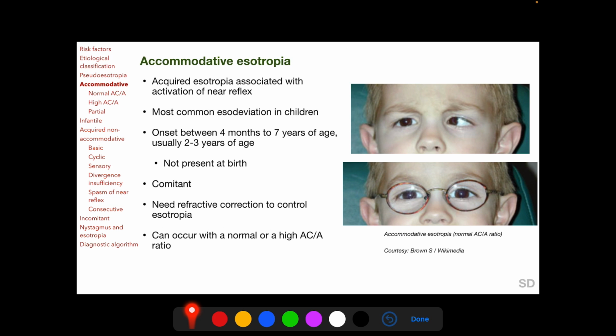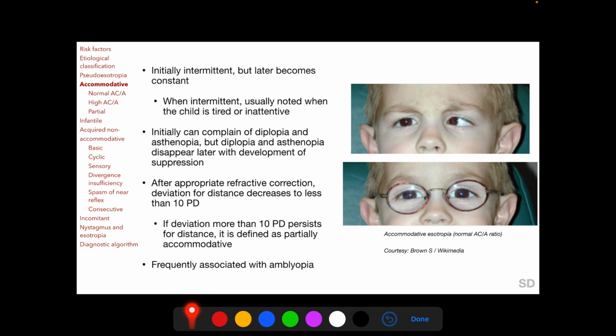Accommodative esotropia can occur with a normal or a high AC/A ratio, as we will be discussing soon. Accommodative esotropia is initially intermittent but later invariably becomes constant. In the intermittent phase, the esotropia is usually noted when the child is tired or inattentive. Initially, the child can complain of diplopia or asthenopia, but diplopia and asthenopic symptoms disappear later with development of suppression.